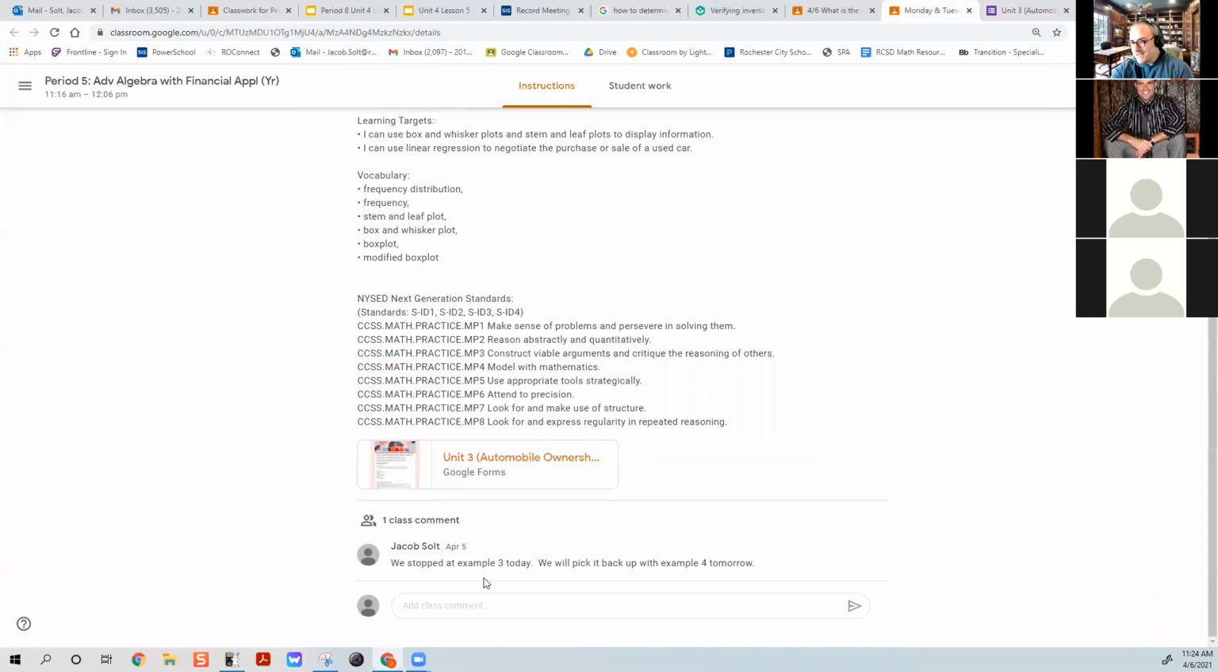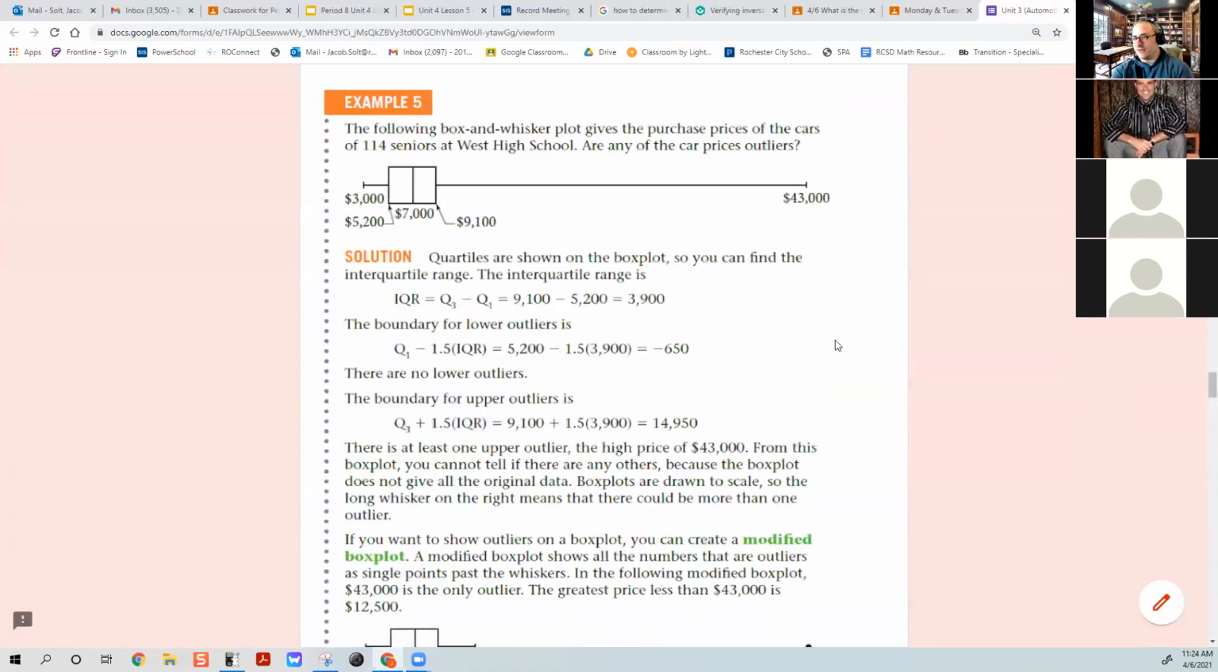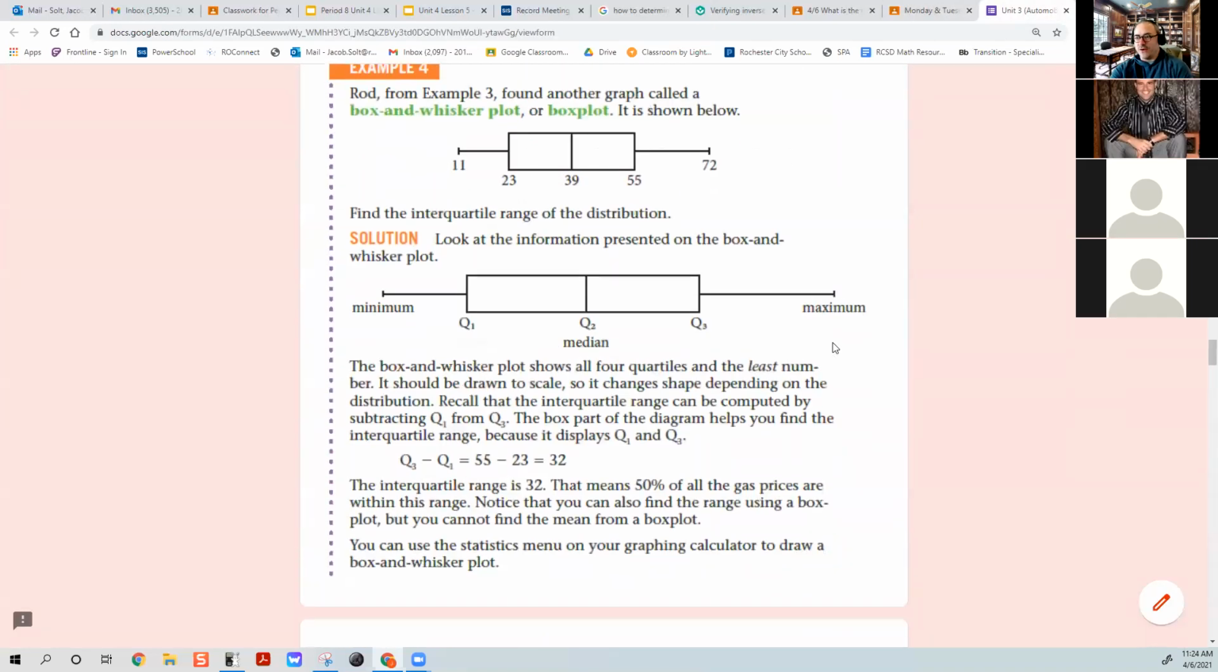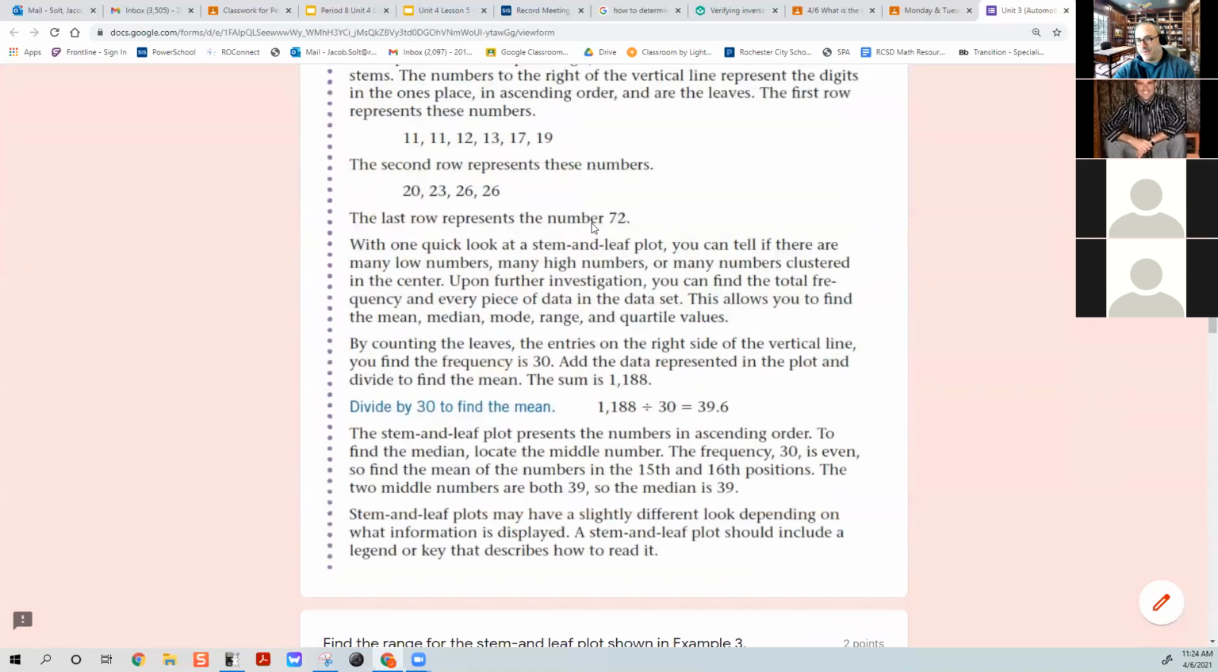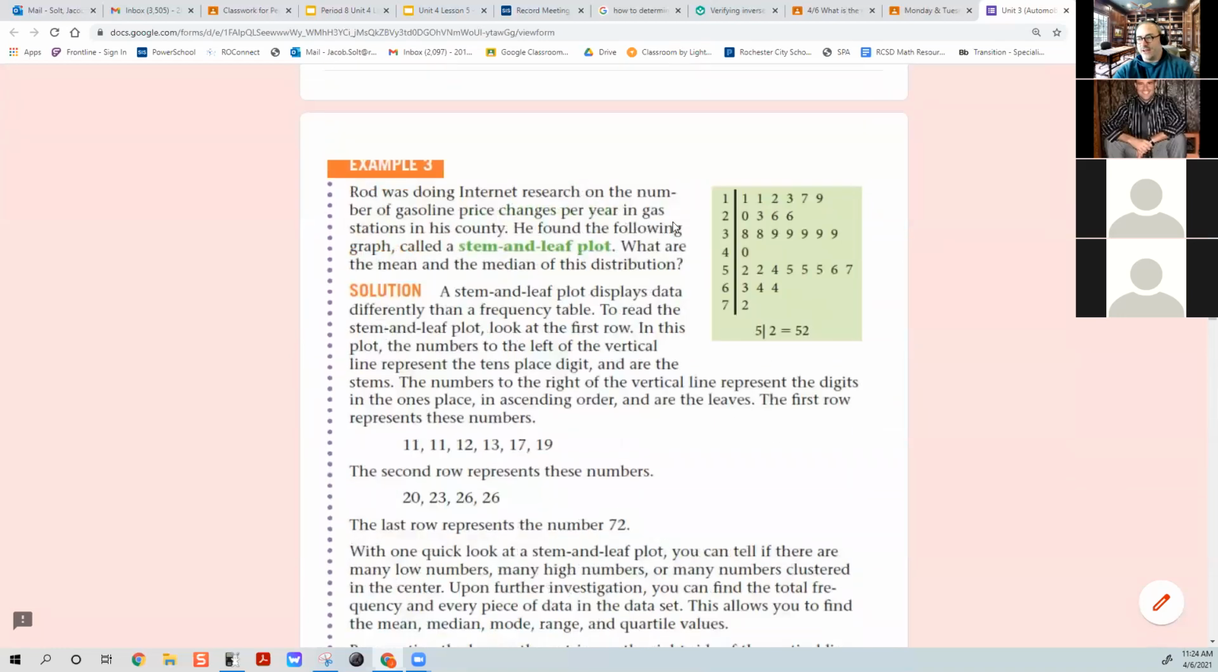I read a little note. The note was we stopped at example 3, so we need to pick up on example 4. So my note says we need to start with example 4. All right, that's where I'm starting. Example 4, somewhere about midway through the form. Let's remember what example 3 was about. Oh yeah, stem and leaf plots.